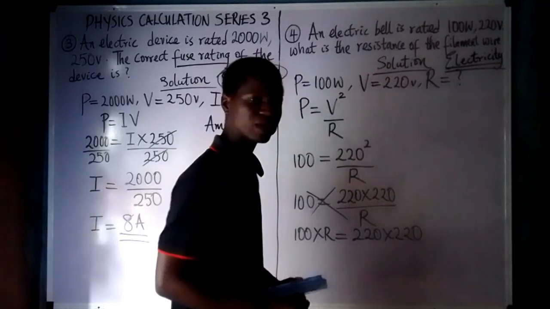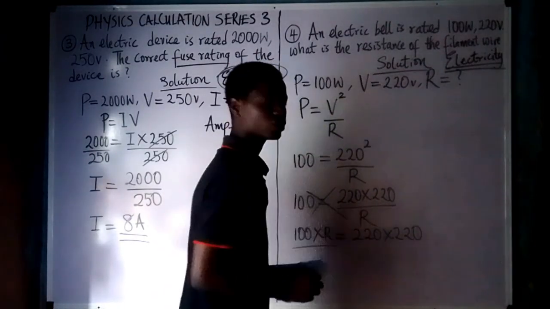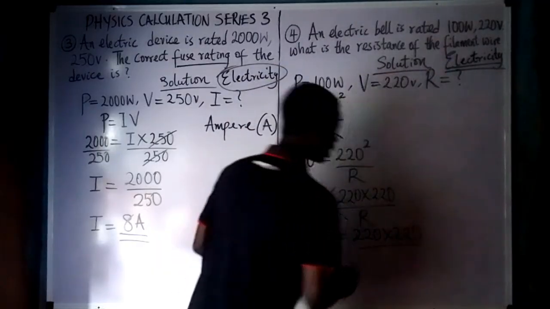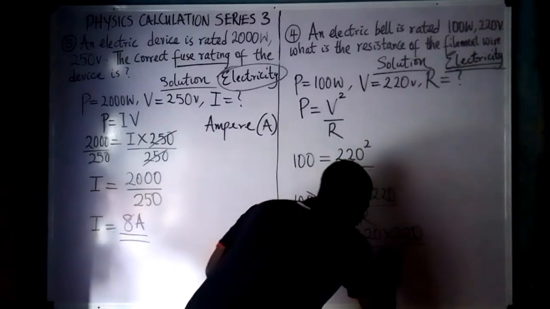So how do we now make R the subject from here? What is attached is 100. So you're going to be dividing both sides by what is attached to R. So over 100, over 100.